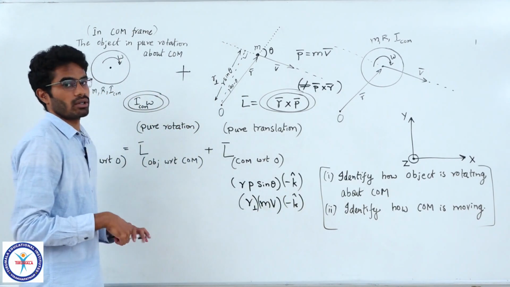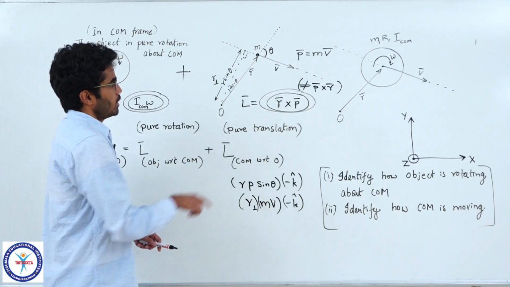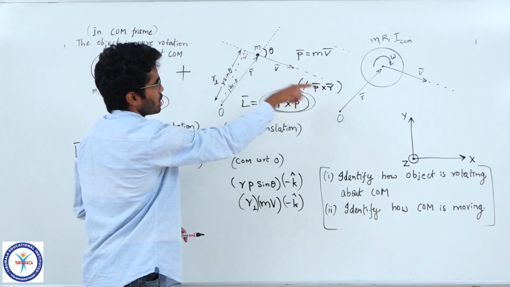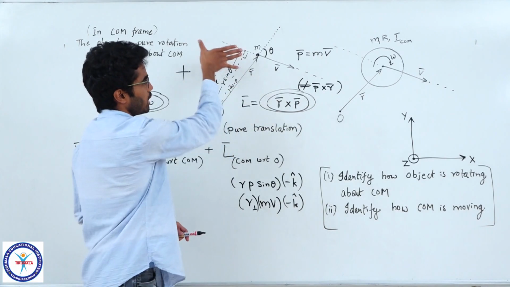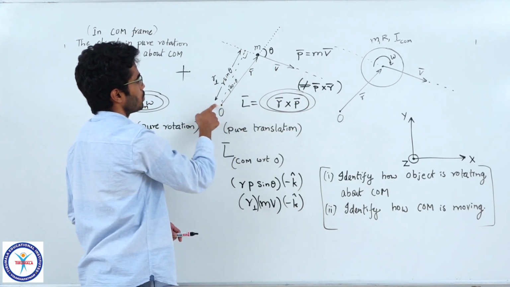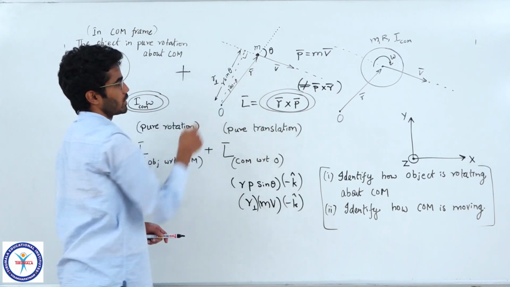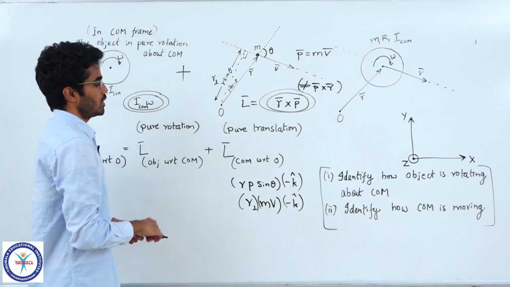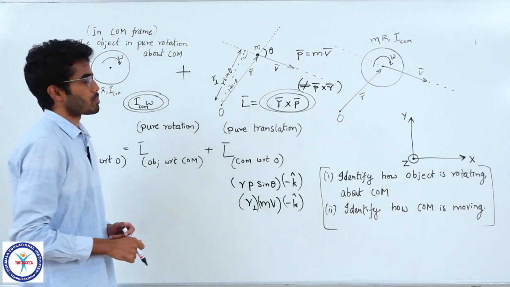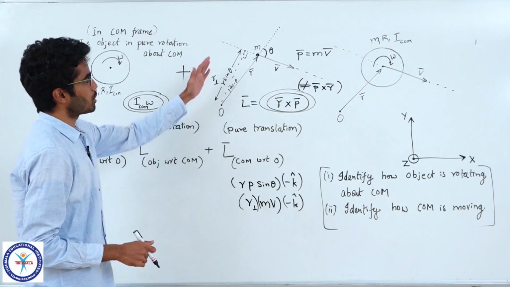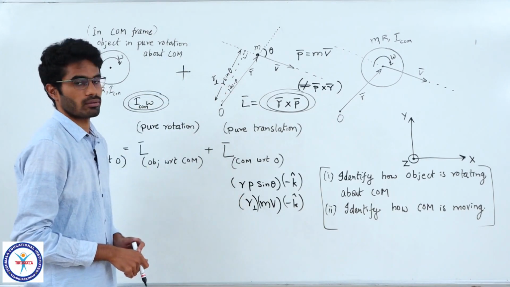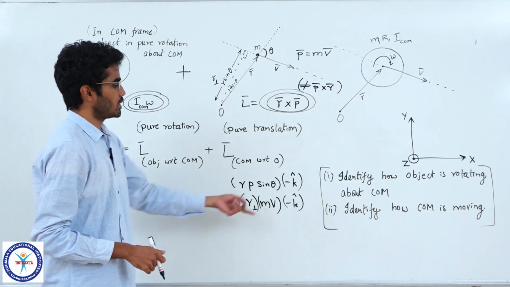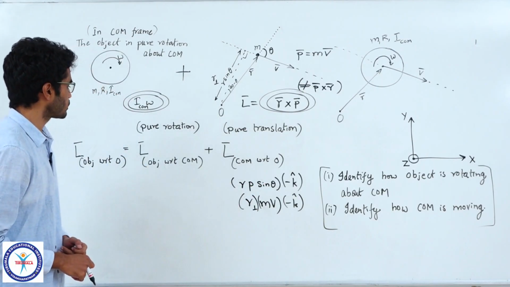So, r perpendicular into mv in the minus k cap direction. What is r perpendicular here? The line along which the object is moving, you have to mark that line first and you have to drop the perpendicular from the reference point to that line. That perpendicular distance is r perpendicular. So, the angular momentum will be r perpendicular into mv, the magnitude, and the direction is minus k cap.